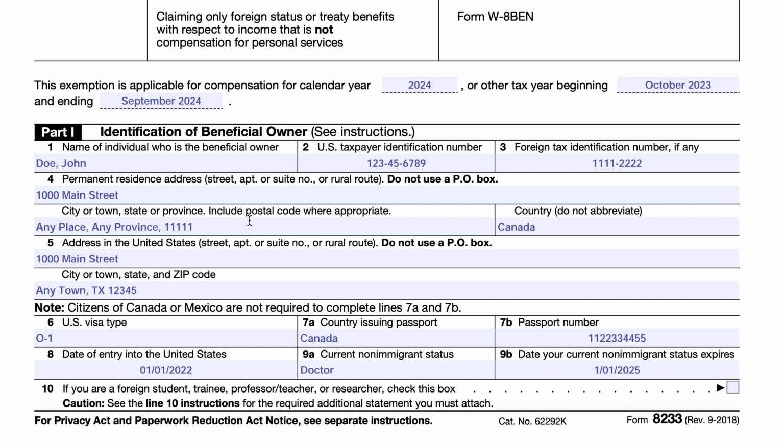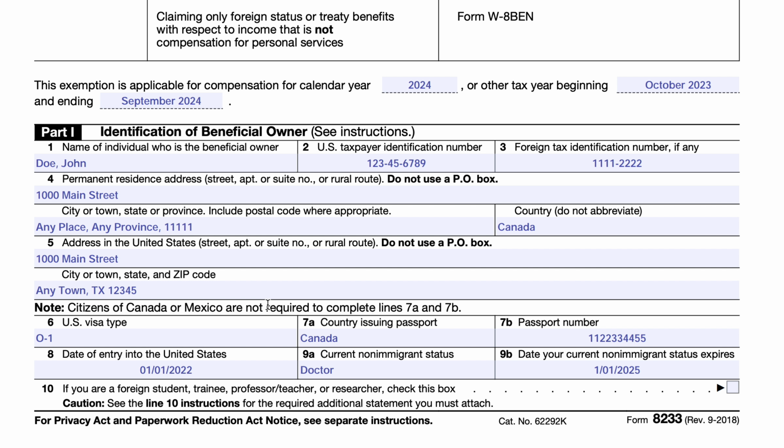Your permanent resident address goes into line 4. So this is where you live at home. In this case, 1000 Main Street, somewhere in Canada. And then line 5 would be the United States address.